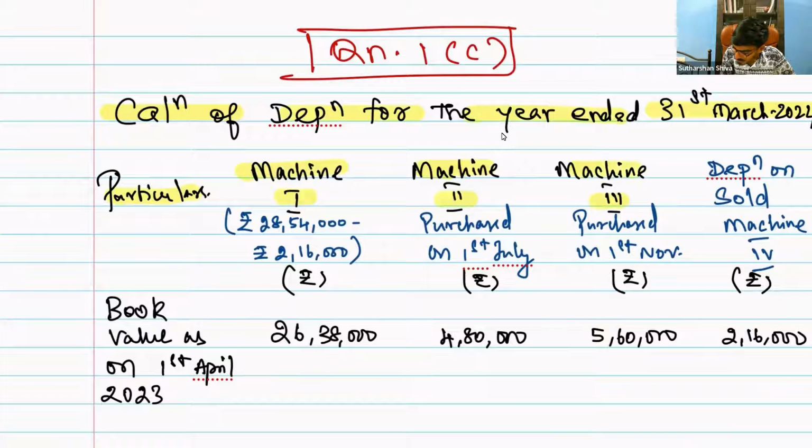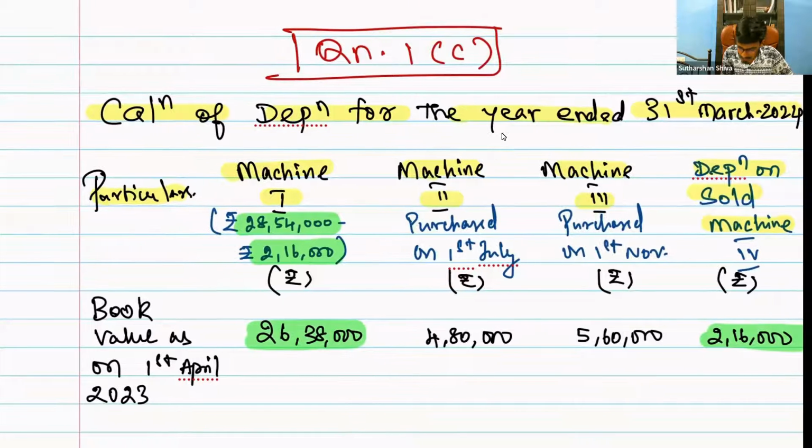This depreciation on the sold machinery is a part of the machinery. What they have given in the first part is 28,54,000, my opening balance. From that they said 2,16,000 is the asset sold. So we remove that part and add it in a separate column as the book value of that asset. So the balance comes to 26,38,000.